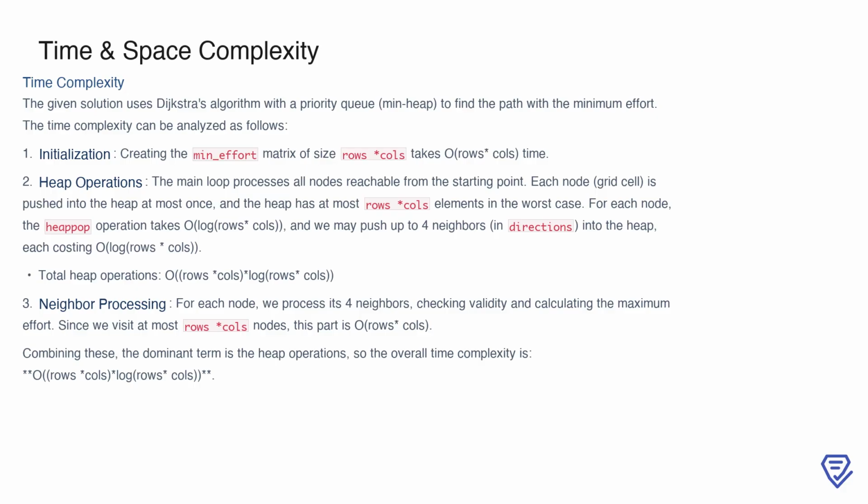For each node, the heap pop operation requires O(log(rows * cols)) time, and pushing its neighbors into the heap also costs O(log(rows * cols)) for each neighbor. Since there are up to 4 neighbors per cell, this results in a total cost of O(rows * cols * log(rows * cols)) for all heap operations. Finally, processing the neighbors for each node involves checking their validity and calculating the maximum effort, which requires O(rows * cols) time for all cells. Combining these steps, the overall time complexity is dominated by the heap operations, which gives us O(rows * cols * log(rows * cols)).